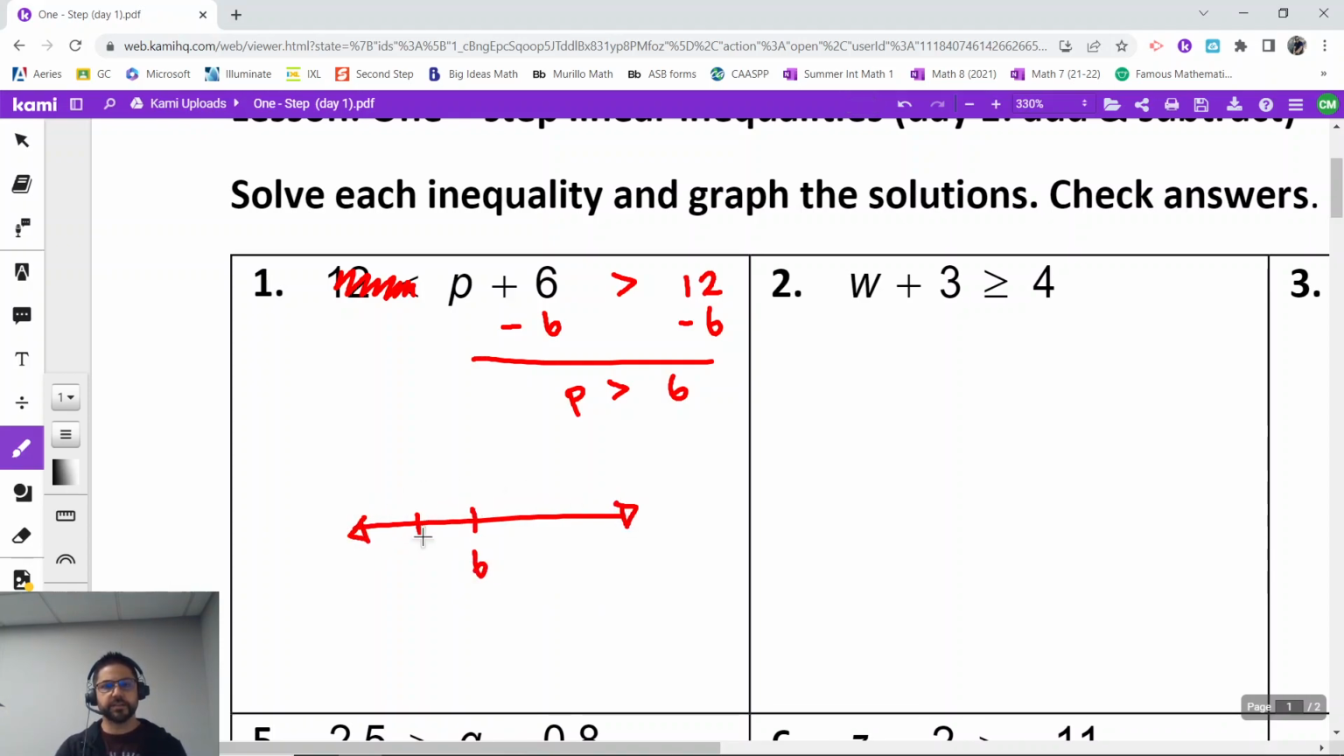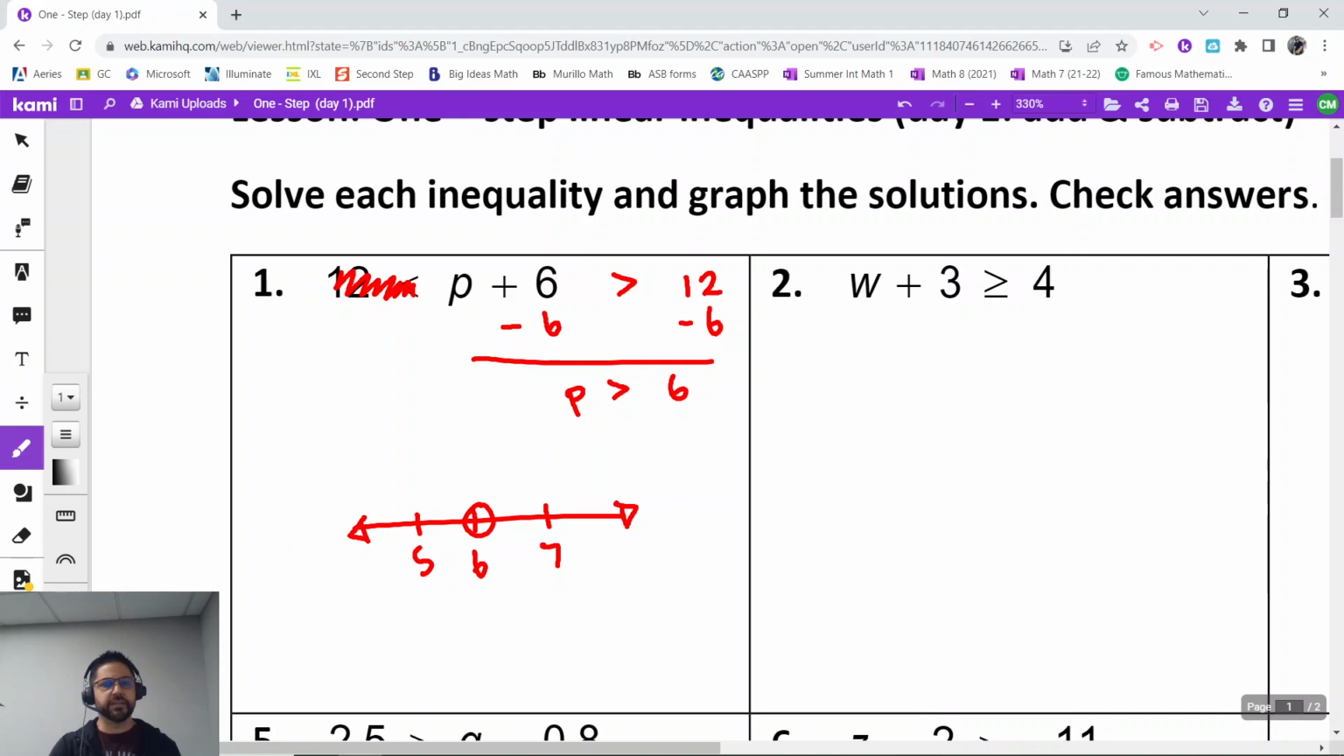6 in the center, so we got 5, 6, 7. Looking at my inequality sign, on number 1, it does not have the equal part. Number 2, it does have the equal part. So that means this one is an open dot, while on number 2, that's going to be a closed dot. Because again, the equal sign, the little equal part, means closed dot.